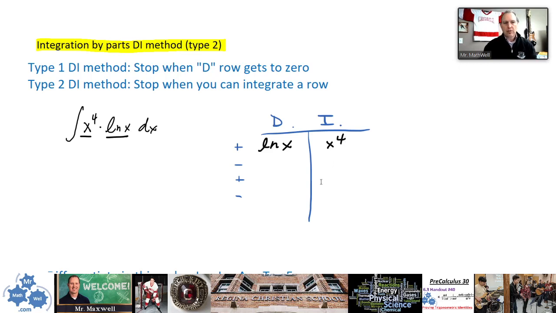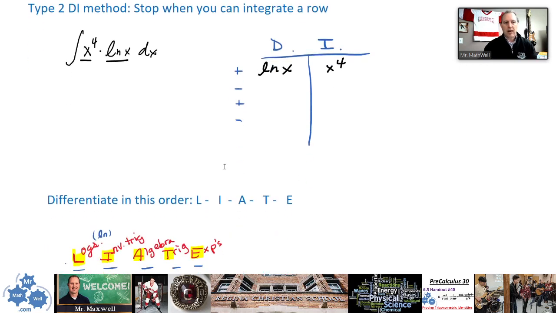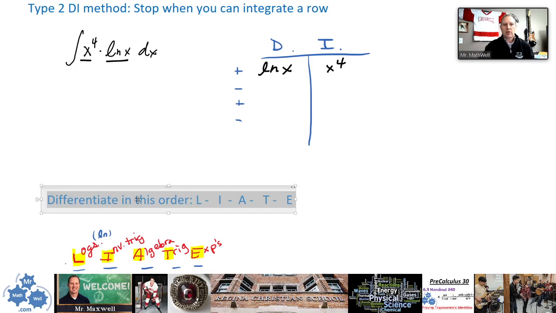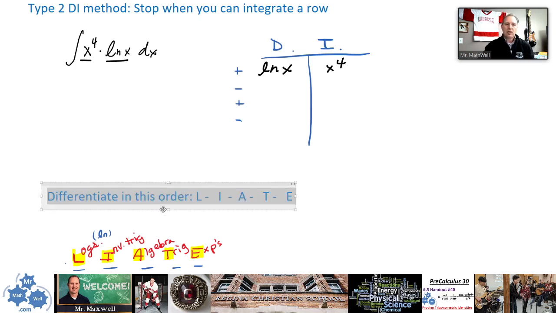I was going to share this with you right away, and I'll do that right now before we get too far in this, okay? If you're wondering, if we have 2 functions and you don't know really which one you should differentiate, which one you should integrate, use this little memory mnemonic, LIATE, okay? So you're going to want to remember that.